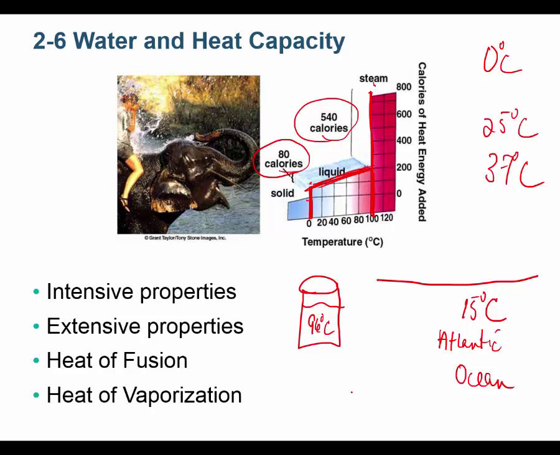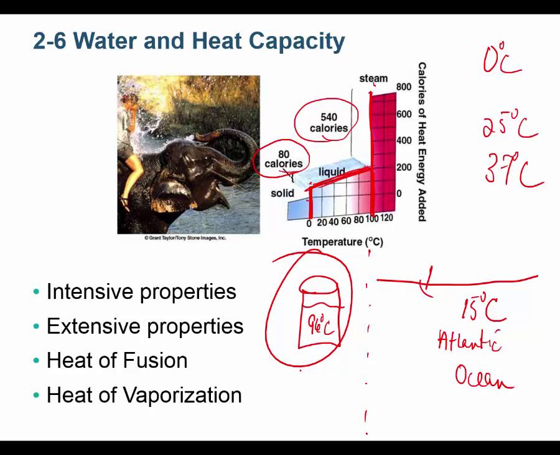All right, who has more heat? Let me take that question back. Let's answer that in a few seconds. Who has the higher temperature? Easy. The glass of water has the higher temperature, 96 degrees Celsius. Now, who has more heat? And the answer is the Atlantic Ocean has more heat.